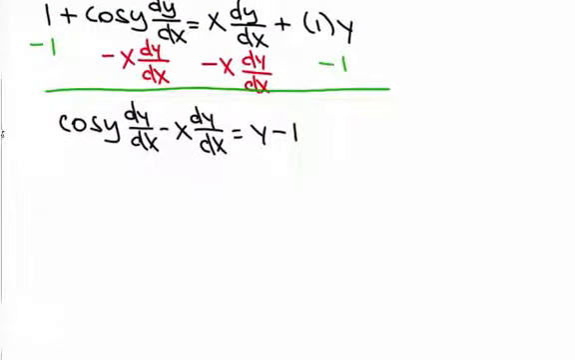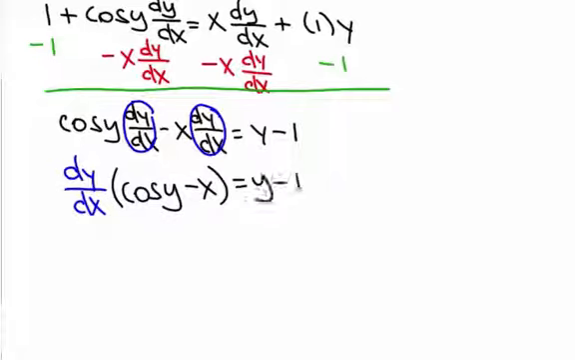Okay. Well, once cosine y dy/dx minus x dy/dx is together on the left, and the y minus 1 is together on the right, I can factor out the dy/dx. And I can factor out dy/dx because it's in both pieces on that left-hand side. And once I do that, I can divide my equation by cosine y minus x. So the derivative of my original equation then, the dy/dx, is equal to y minus 1 over cosine y minus x.